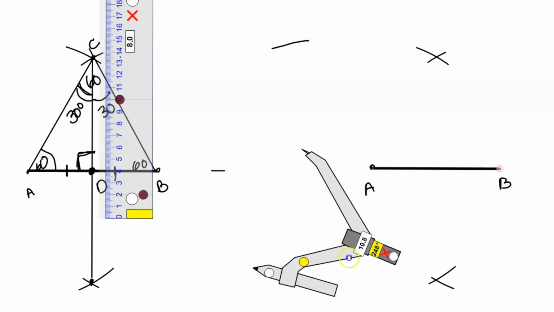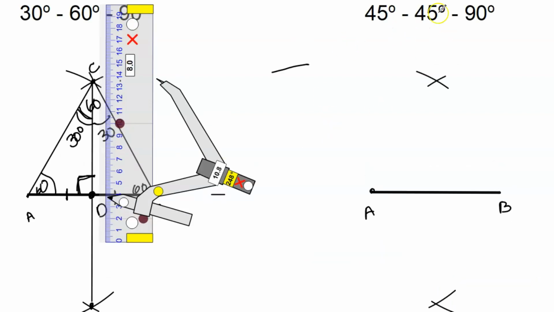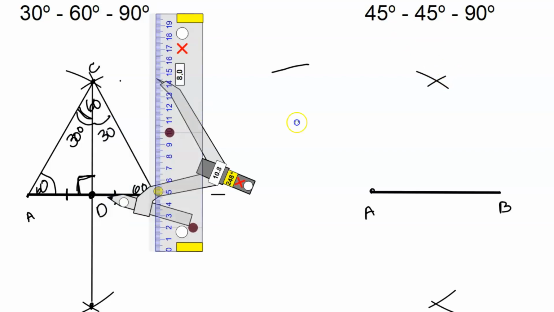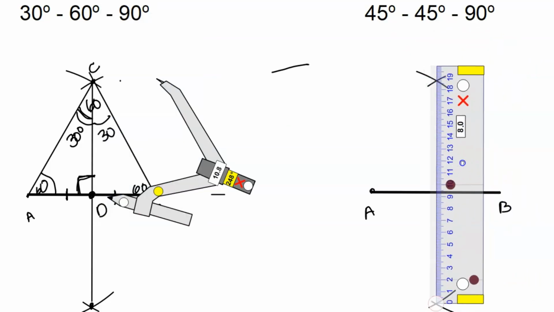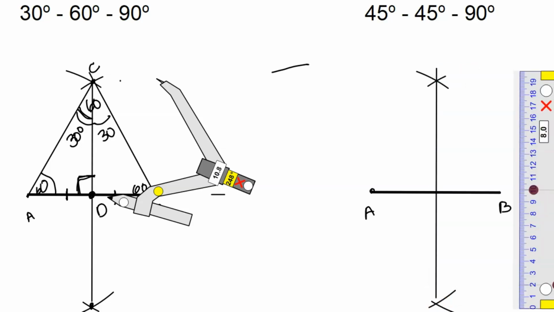So instead, with 45, 45, 90s, recall that the two legs of the right triangle are the same length, right? And so what we're going to do first in this case is create the perpendicular bisector. So I'm just going to draw that in there like so. All right, awesome. So now I have the right angle and I'm going to make this point D right here.